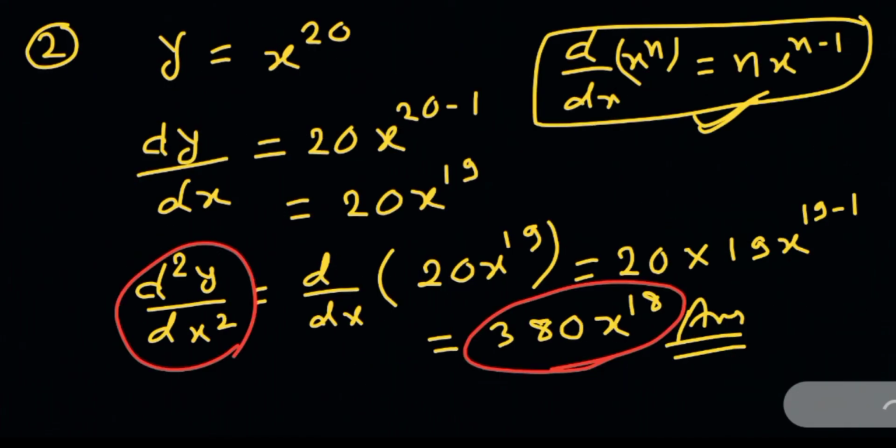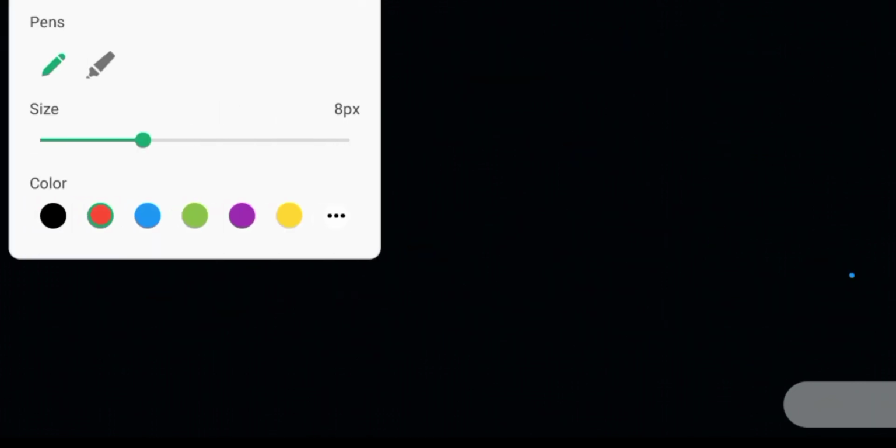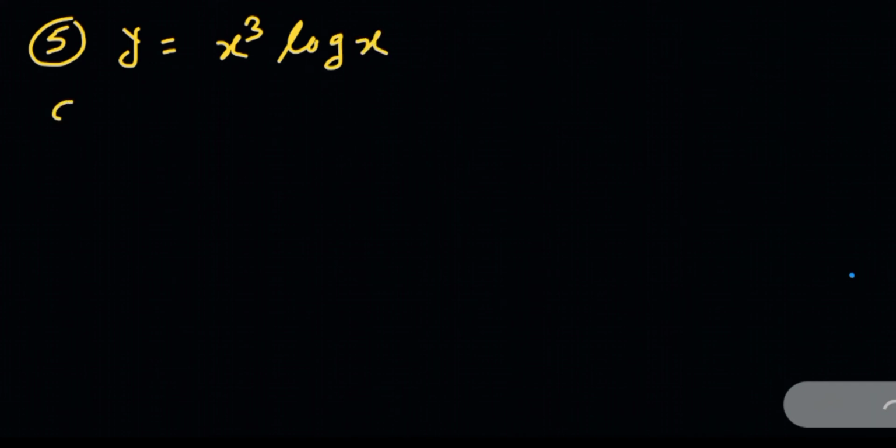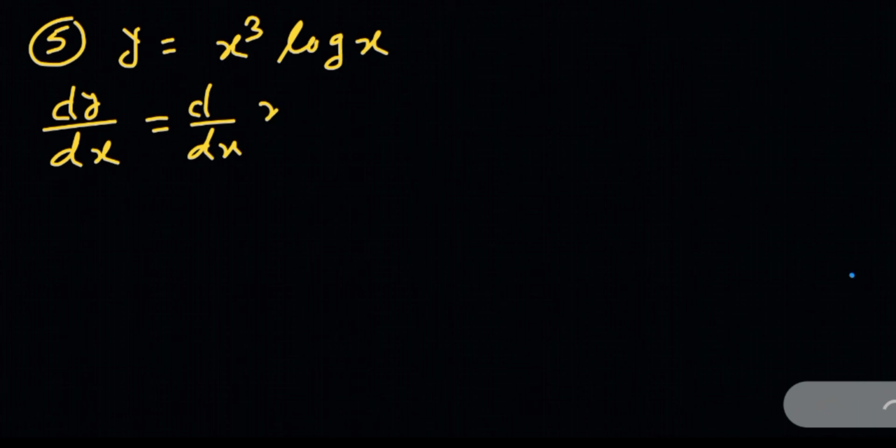So in question number 5, y is given as x cube log x. Okay, and we have to find the double derivative. So first I will find dy upon dx, the derivative of this function x cube log x.